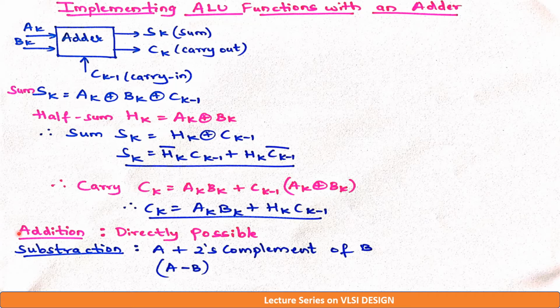Addition can be performed directly. For subtraction, A will be added with 2's complement of B, that is A plus minus B, which gives you subtraction.